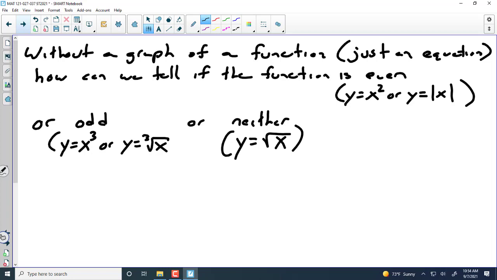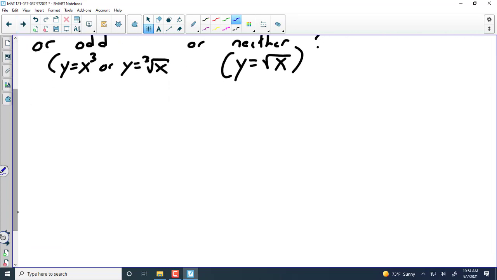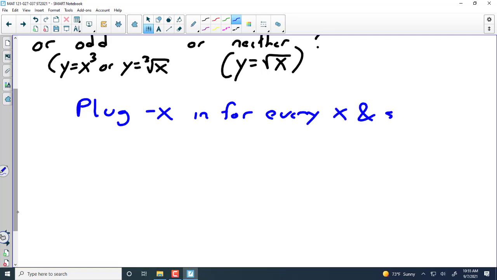All right. Here's what you do, everyone. Here's the big trick. Without a graph of a function, how can we tell if a function is even, odd, or neither? Here's how you do it. Plug negative x in for every x and simplify. That's the secret, everyone. If you want to know if a function's even, odd, or neither, you change every x in the equation to a negative x and you simplify.